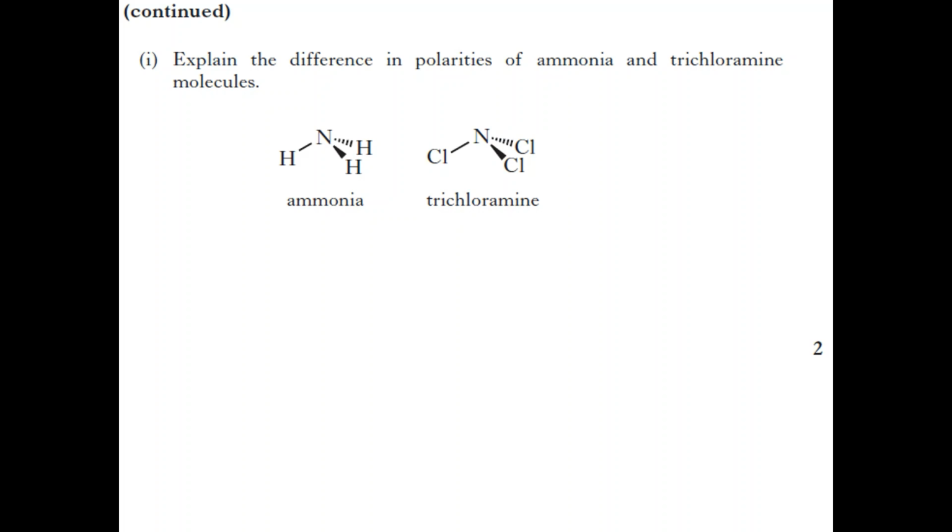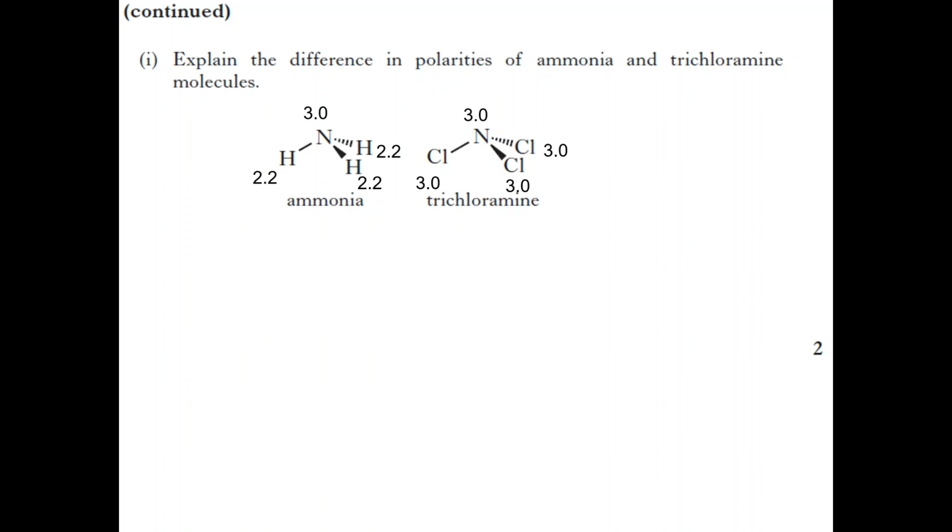If we look in the data book and get down the electronegativities of the elements and put them down, you can see if we look at trichloramine, the electronegativities of nitrogen and chlorine are identical. So therefore we've got non-polar bonds present in this molecule, so we can say that this molecule is non-polar. In ammonia, there's a difference in electronegativities between the nitrogen and the hydrogen.